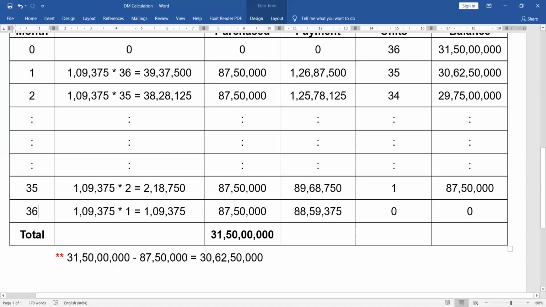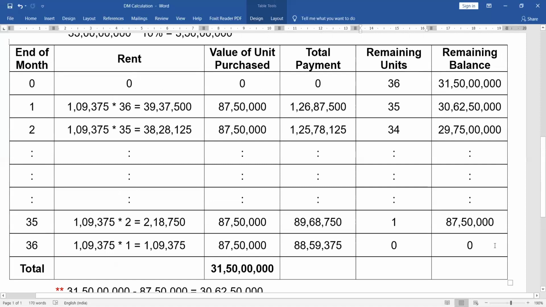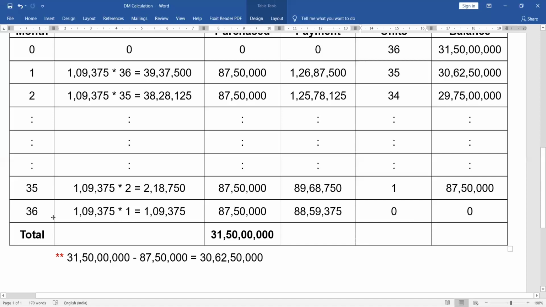Total payment has been made, 88,59,375. Now there is no unit left. All the units have been purchased. The bank has 0 units. The bank now has no share. After this, there is no remaining balance. All the payment has been made. After this, the bank will transfer the complete ownership of the asset to the customer, and the bank will come out from the ownership of the asset. The house will be owned fully and completely by the customer.